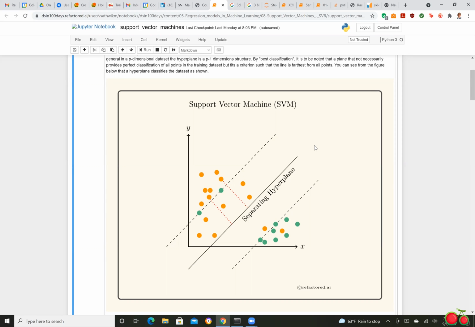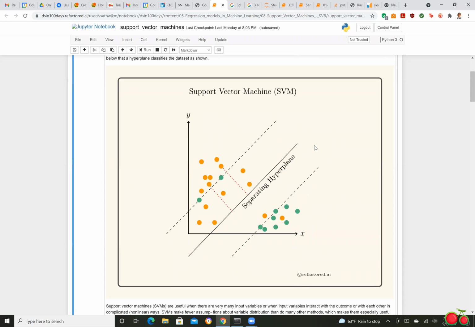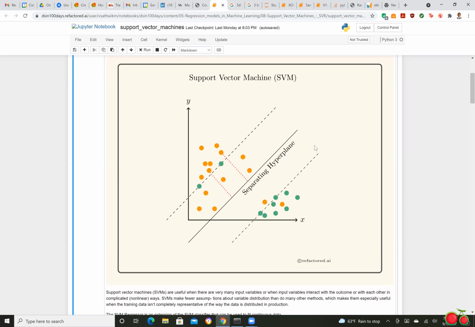In case of classification, what you're trying to predict is a label or a category. So what you're seeing on screen right now is an SVC model, because there are two groups of data. There are orange points, and there are green points here. And then this separating hyperplane.